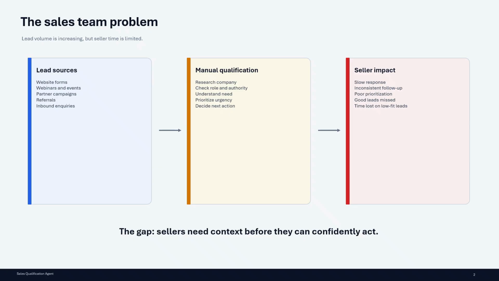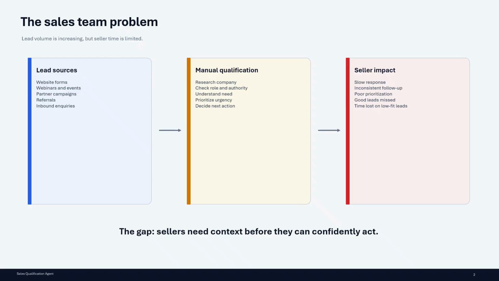Let us first look at the problem. Leads can come from website forms, webinars, events, partner campaigns, referrals, and inbound inquiries. But after a lead is created, someone still needs to research the company, check the contact role, understand the need, and decide whether this lead deserves immediate attention.